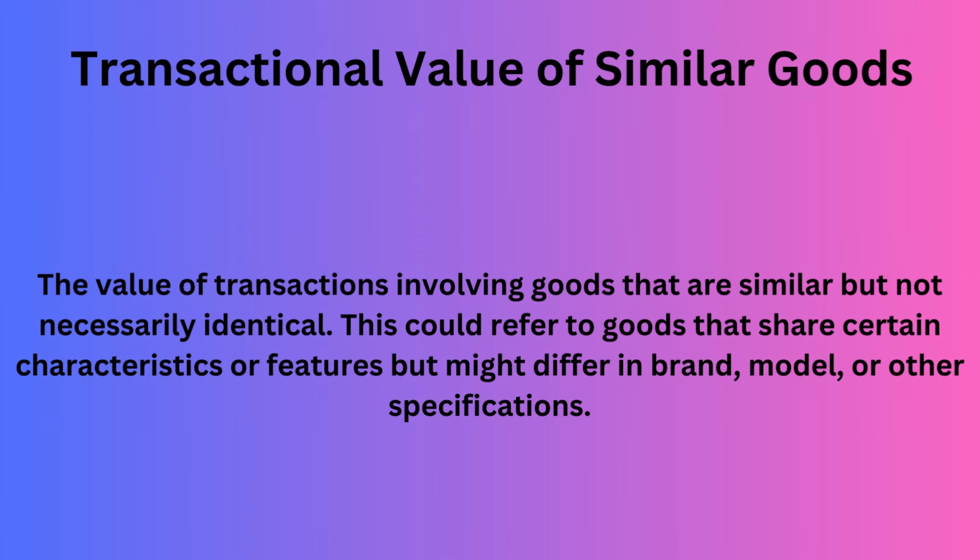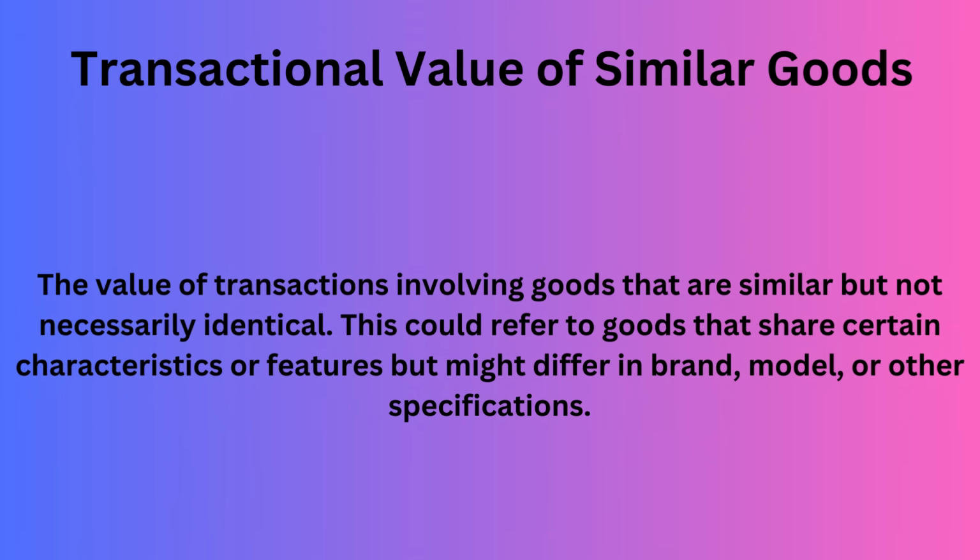Now the next one is transactional value of similar goods. In this method, custom tries to reach a valuation where products are similar but not identical. For example, it could be an Apple phone but of different models. So this is the basic difference. In the transactional value of identical goods, the product should be exactly the same, and in the transactional value of similar goods, it could be changed, like the brand, or different models of the same brand.